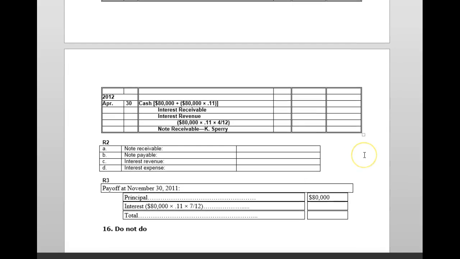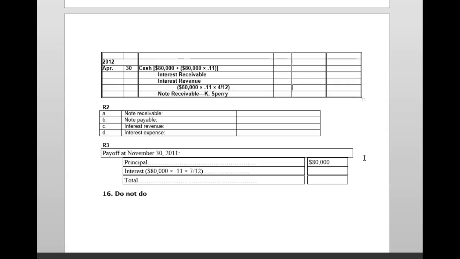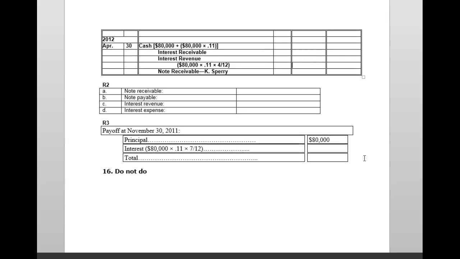And in the second requirement, they're going to ask you who has the note receivable and who has the note payable, who has the revenue and who has the expense. And that would be the bank or Sperry. So kind of figure out who gets what account, and you'll have to think about that. And then you're going to look at an early payoff, it looks like here. So that should be kind of interesting to play with.